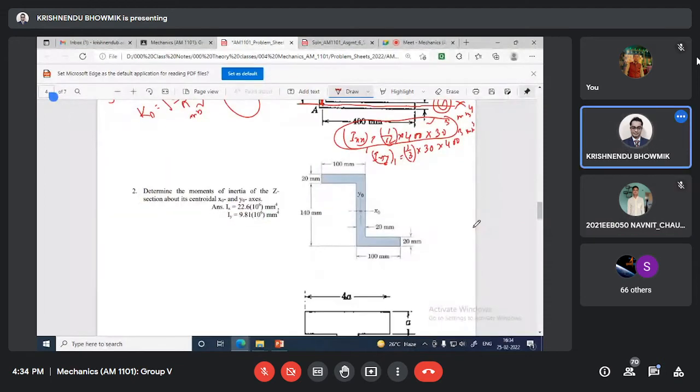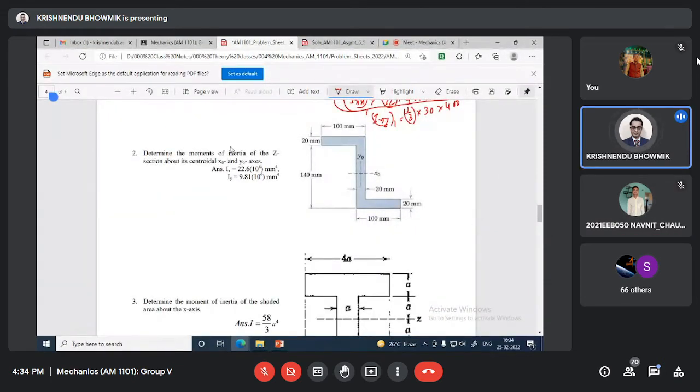Next problem, Problem 2. Determine the moment of inertia of the Z section about the centroidal axis. This is the centroidal axis, this and this. You have to calculate moment of inertia Ix and Iy with respect to the centroidal axis. So you divide this into 3 parts: this is 1, this is 2, and this is 3.